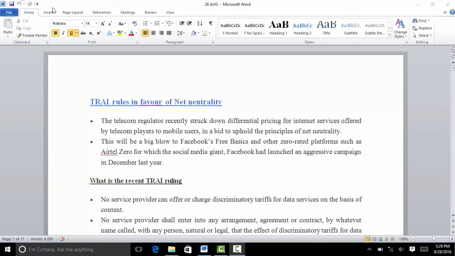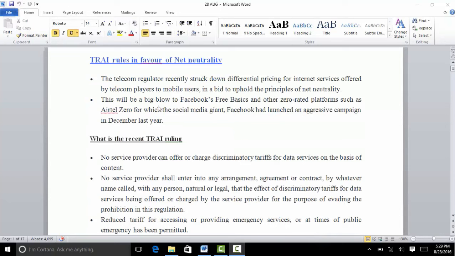So we'll start with the first issue today, which is net neutrality and the recent TRAI ruling ensuring that net neutrality will prevail in India. So the first thing that we need to discuss, going by the template that we have discussed, is what is net neutrality and what are some of the key terms that are associated with net neutrality.